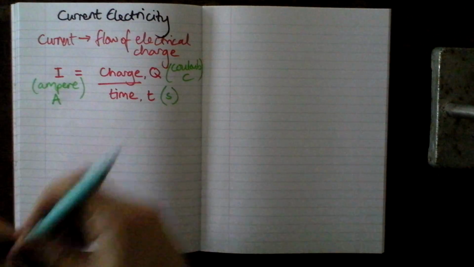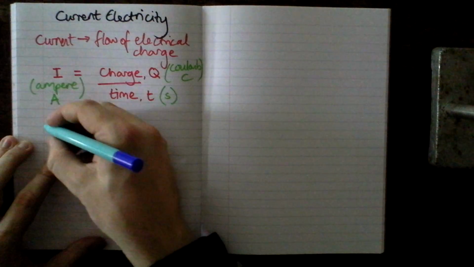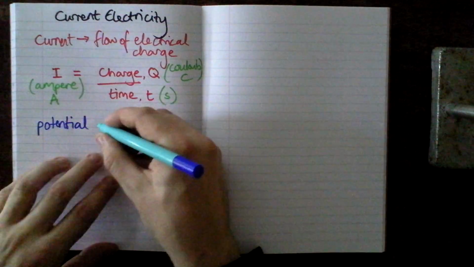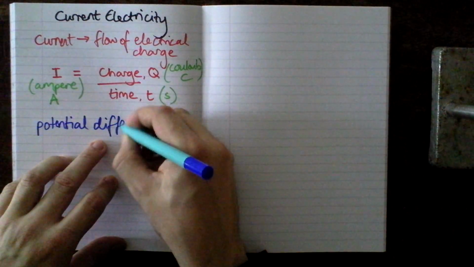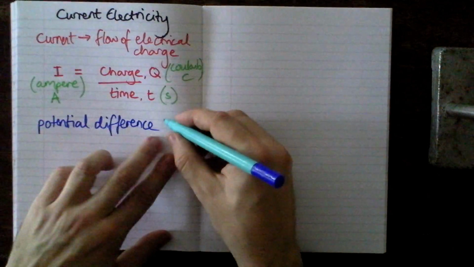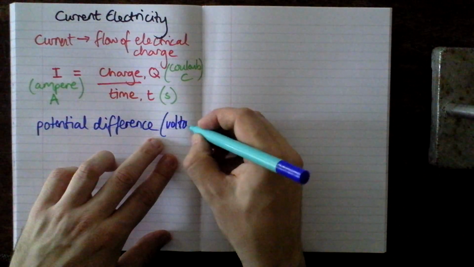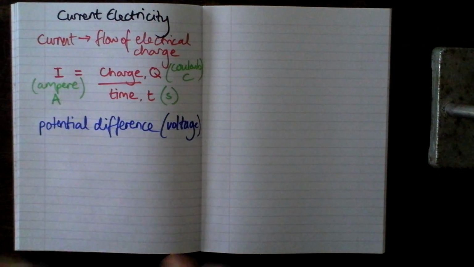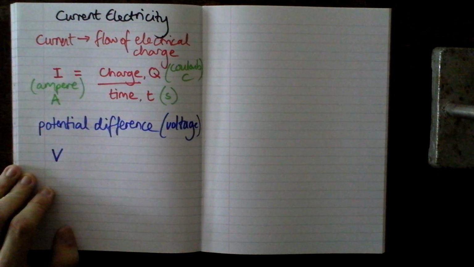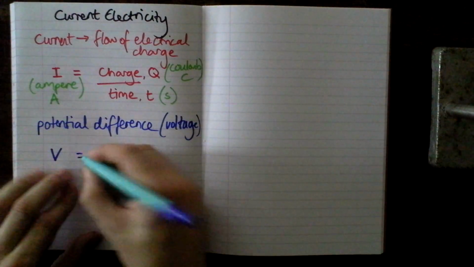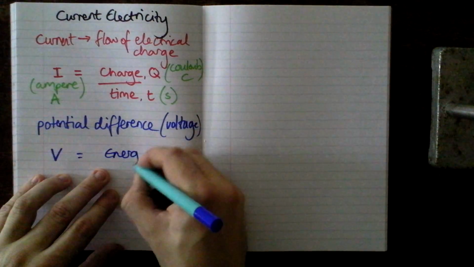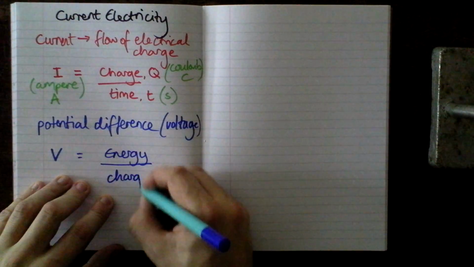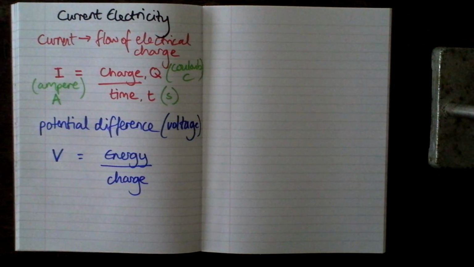But you'll often hear people talk about voltage. Now, it's actually correctly called potential difference. But sometimes we will call it voltage, and that's perfectly acceptable. And it is measured in volts, which is where the name comes from. And we use the symbol V for potential difference. And it's equal to the amount of energy that every bit of charge has. So how much energy does each unit of charge have?